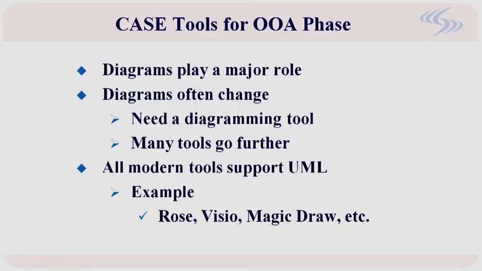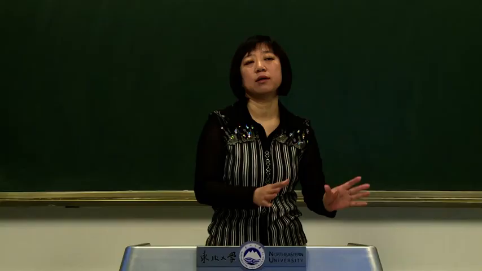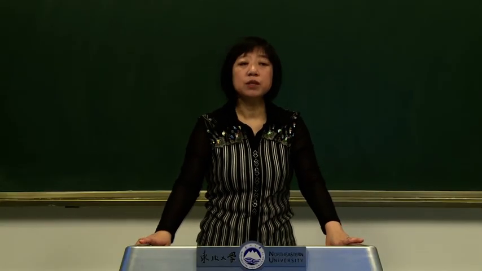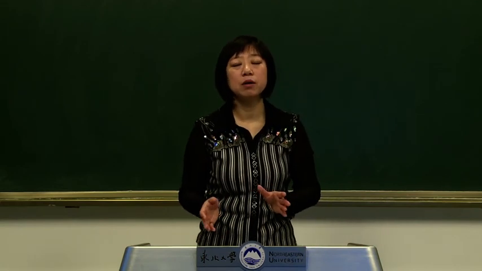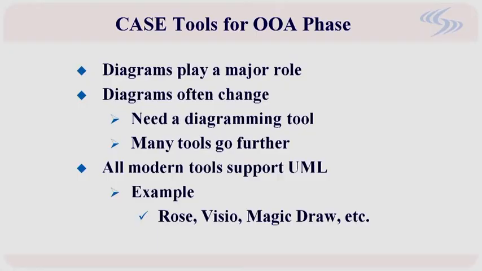CASE tools for the OOA phase. So far we find that diagrams play a major role in OOA because we have achieved quite a lot of diagrams. So we need some tools to help us to achieve the diagrams and to modify the diagrams, because the diagrams often change. So we need a diagramming tool, and actually many tools go further. Almost all modern tools support UML, such as Rose by IBM, Visio by Microsoft, or MagicDraw, and so on. You can just choose whatever tools that you prefer.